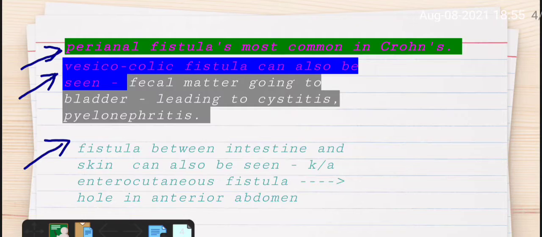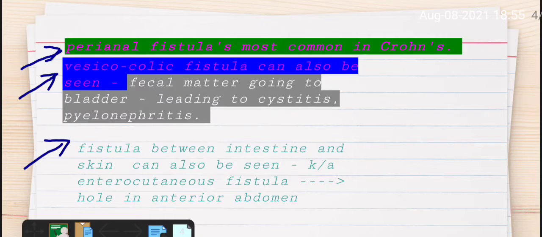Furthermore, perianal fistulas are the most common fistulas seen in Crohn's disease. We have discussed two types of perianal fistulas, high type and low type. Furthermore, a vesicocolic fistula can also be seen, in which fecal matter goes to the bladder, leading to cystitis, which is inflammation of the bladder, and pyelonephritis.